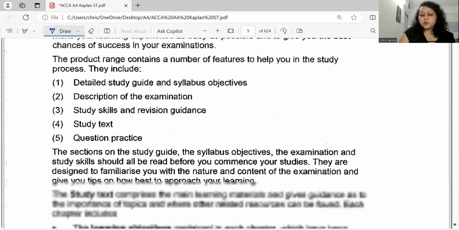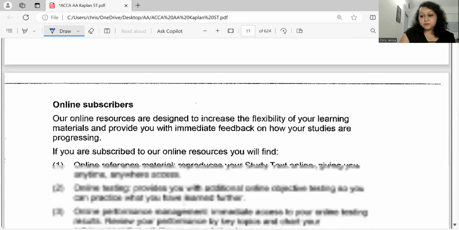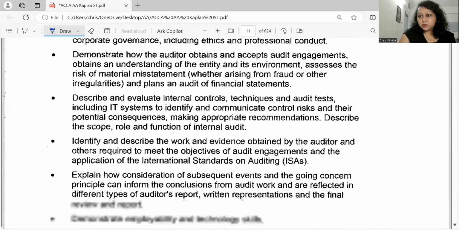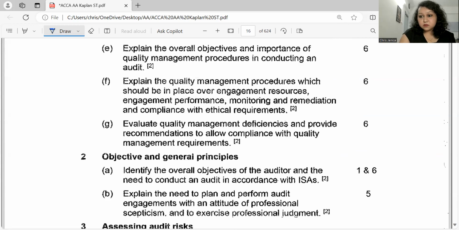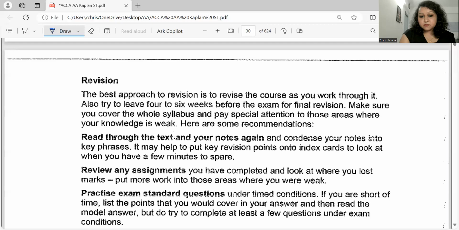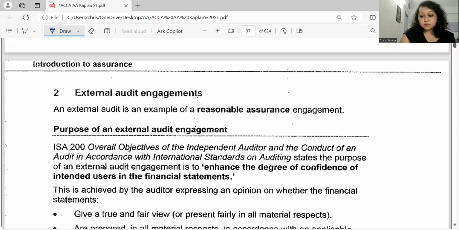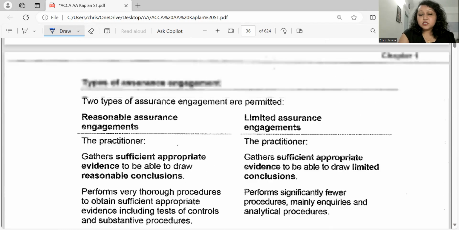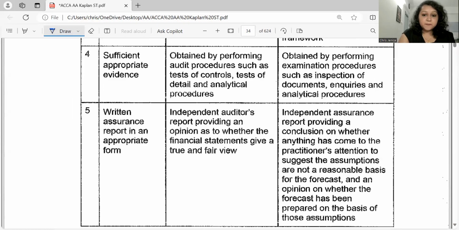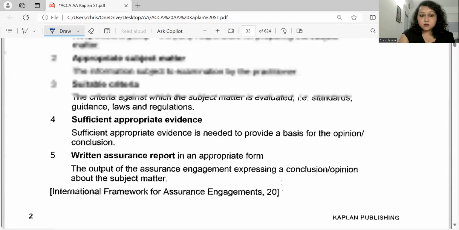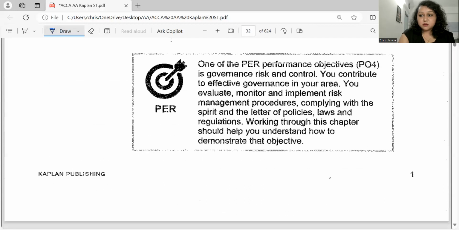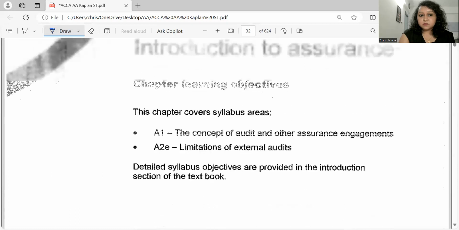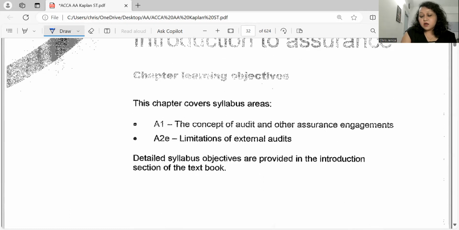Okay, now starting with chapter 1. Chapter 1 is Introduction to Assurance.